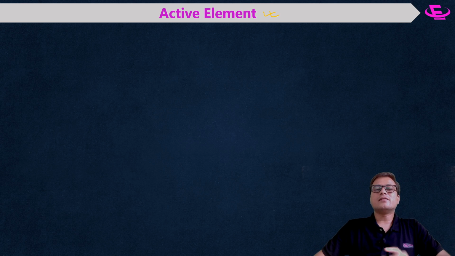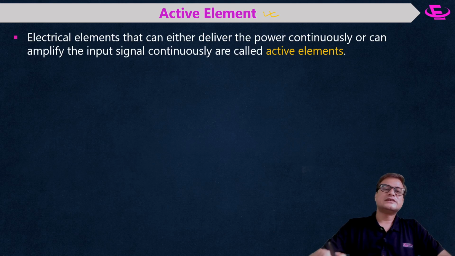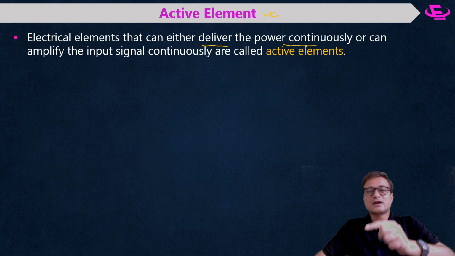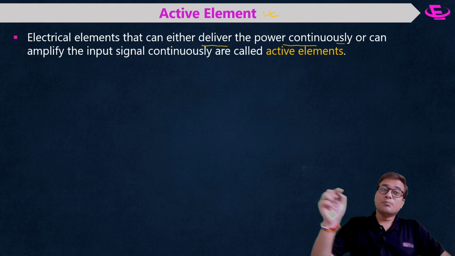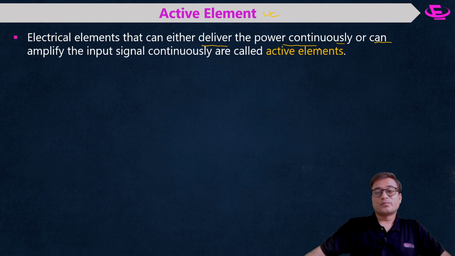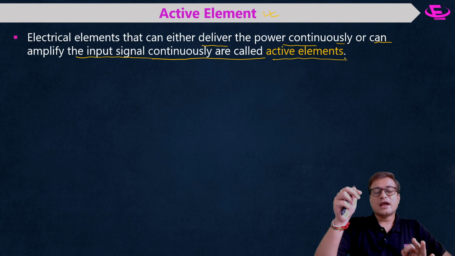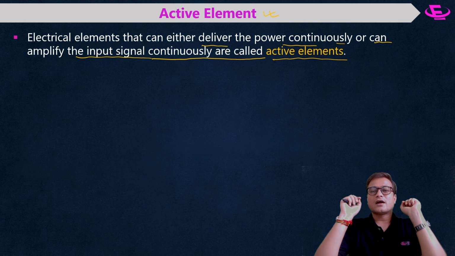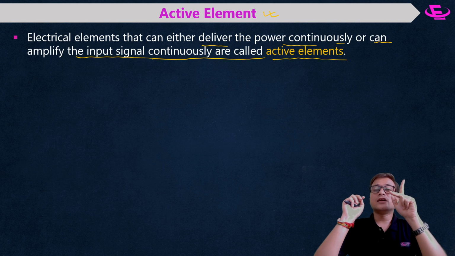Next one is active element. What is the meaning of an active person? If you are active, it means the whole day you can perform any work, any task, any duty. That means you are an active person. So active elements are electrical elements that can either deliver the power continuously or can amplify the input signal continuously.